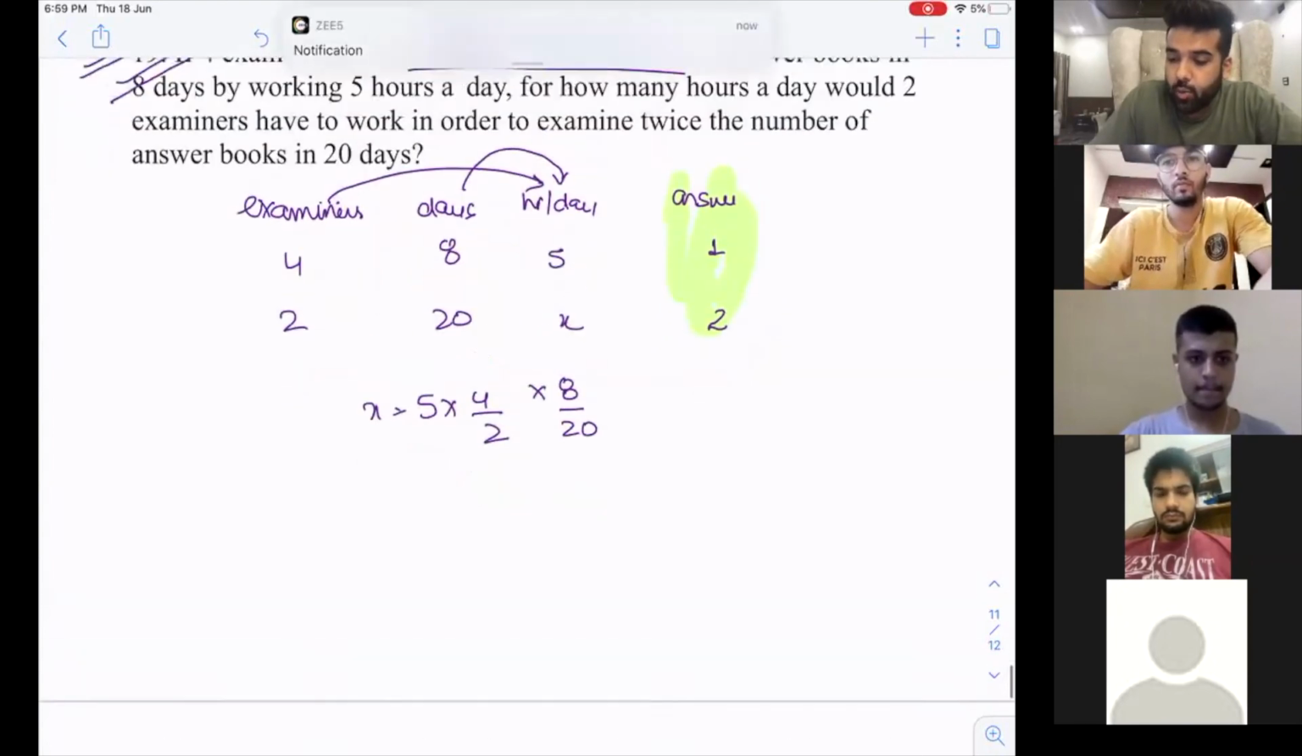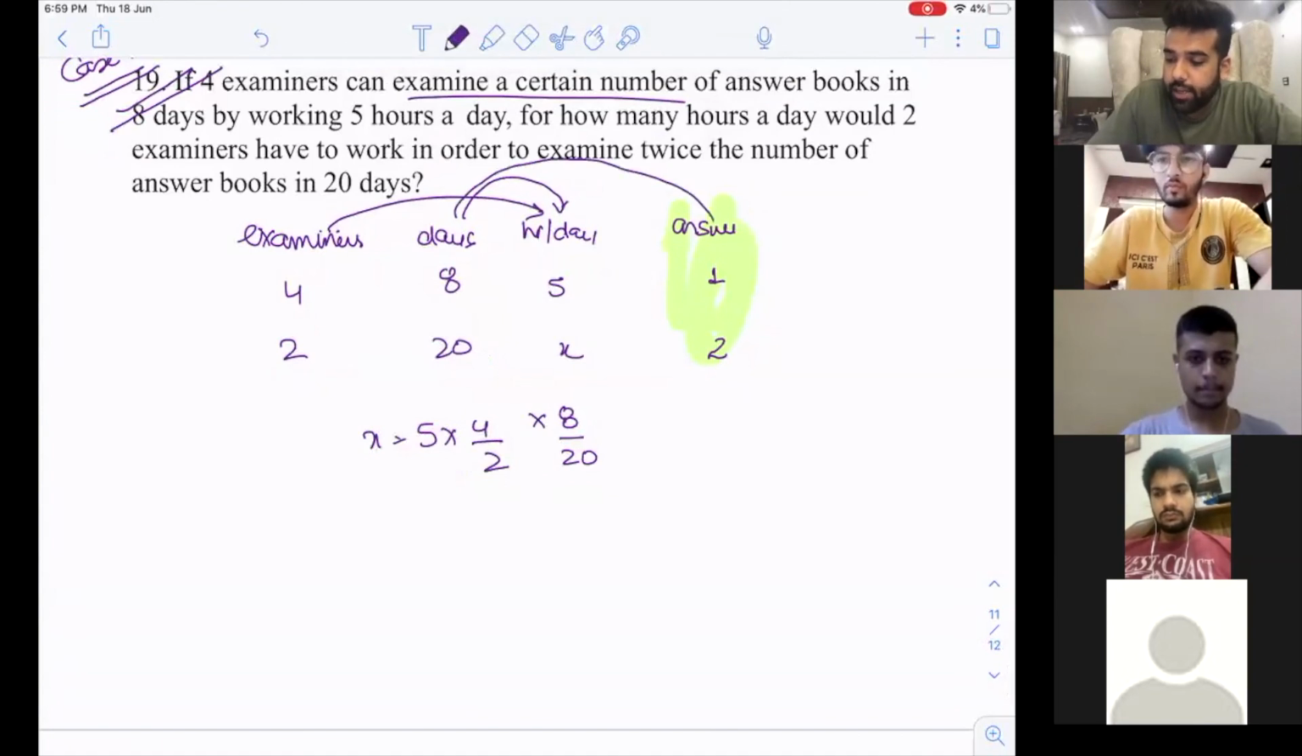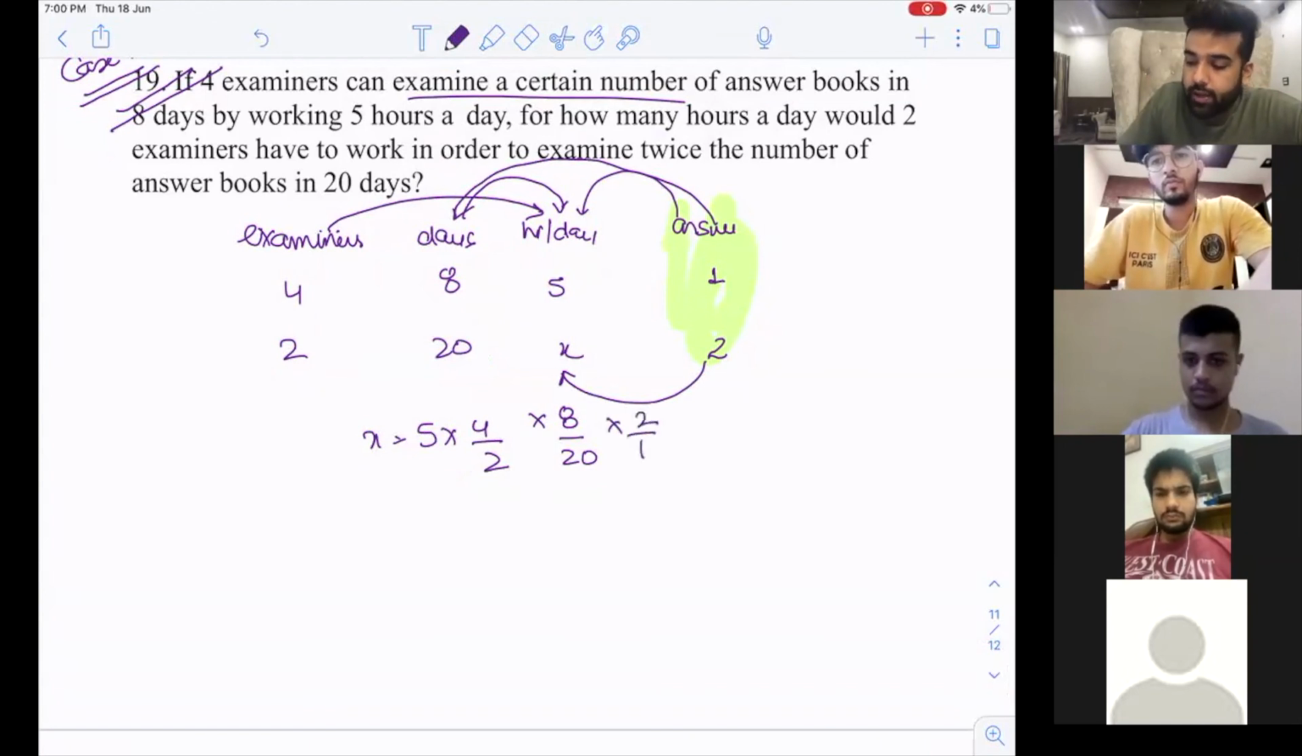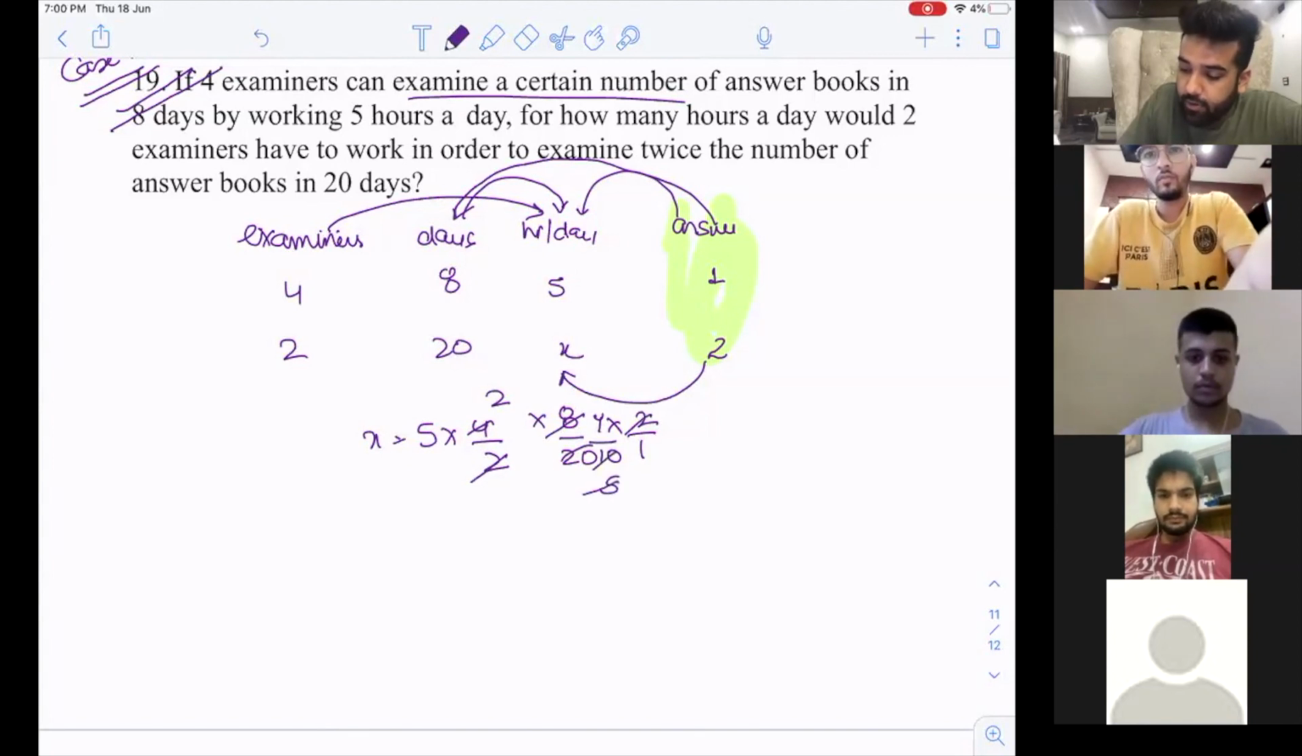I have to check one answer book. How many days would it take? 8. Now I have to check 2 answer books. Sorry, I had to check 1 answer book 5 hours a day. Now I have to check 2. Would my workload be increased or decreased? Increased. So multiply 2 by 1. Clear, everybody? Yes or no? We cancel it. 2, 4 divided by 10. We cancel it further. 5 and 5 cancel. This would be 8 hours a day.